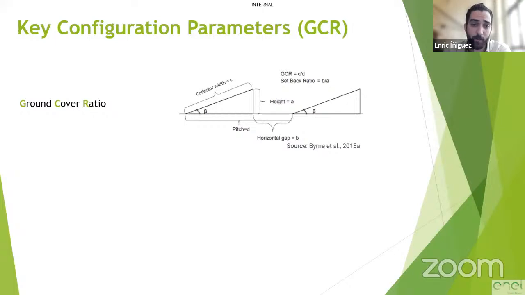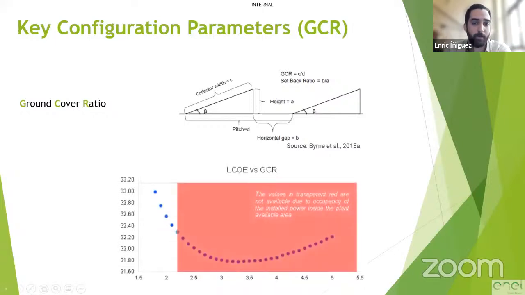A higher GCR will allow you to reduce shading losses and improve the backtracking capabilities of your tracker. But, of course, higher GCR means more land occupation and higher cable quantities. So here we are already finding this balance I was mentioning before. We will optimize GCR according to the lowest LCOE figure.